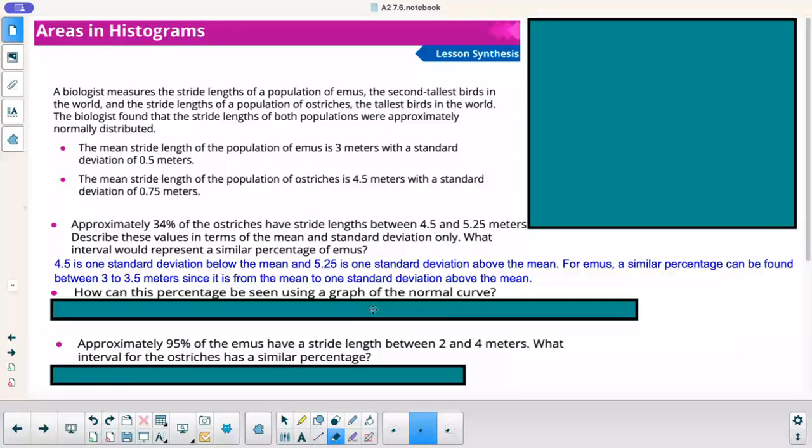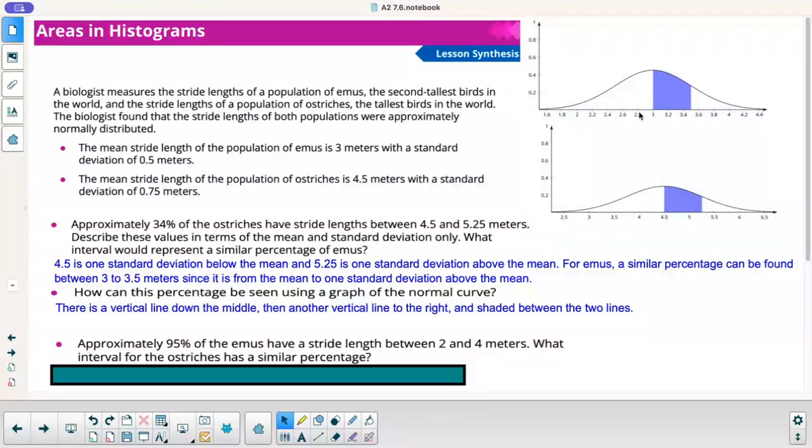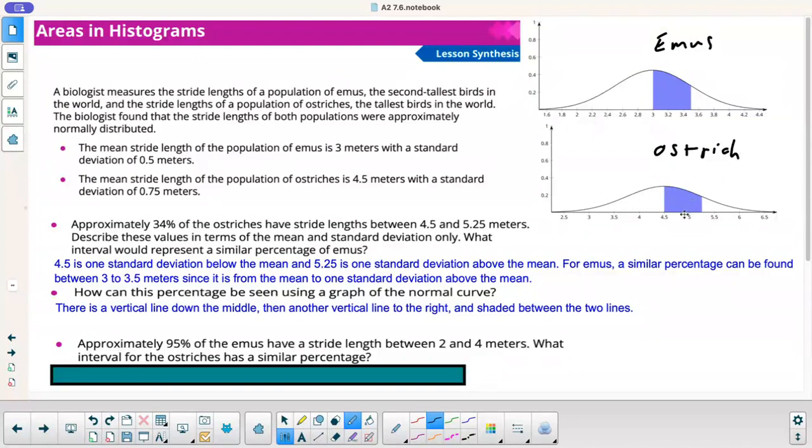All right, how can this percentage be seen using a graph of a normal curve? Well, there's a vertical line down the middle, then another vertical line to the right, and shaded between the two lines. Okay, so here's my picture. This top one is, let's see here, my mean's at 3. This is my emus, and this is my ostrich. Okay, so mean right there, 4.5, 1 standard deviation. Okay, same thing here, 1 standard deviation.